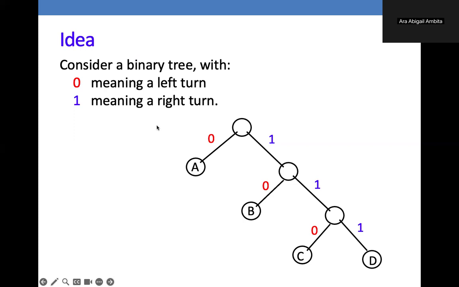So if it's zero, then you go left. So if one naman, then you go right. Okay? So for example, if meron kang character na 0, 0, 1. So what would be the decoding nito? So if 0, you move to the left. So that would be A.